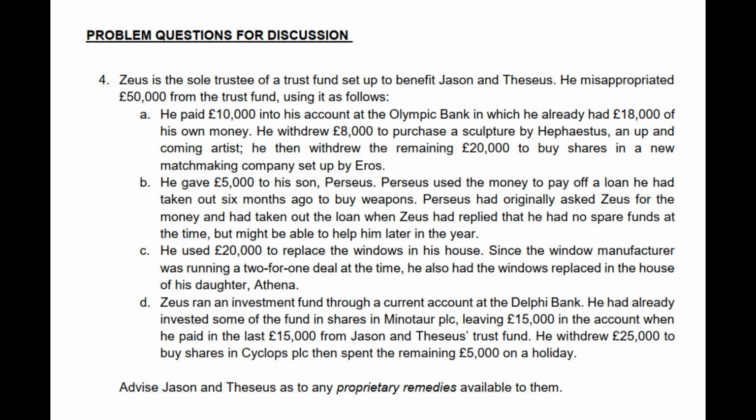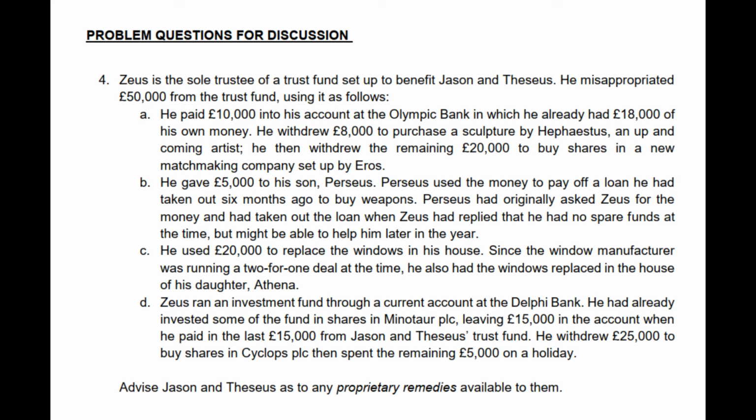The final issue is that Zeus ran an investment fund through a current account at the Delphi Bank. He'd already invested some of the fund in shares in Minotaur PLC, leaving £15,000 in the account when he paid in the last £15,000 from Jason and Theseus' trust fund. He withdraws £20,000 to buy shares in Cyclops PLC and then spends the remaining £5,000 on a holiday.